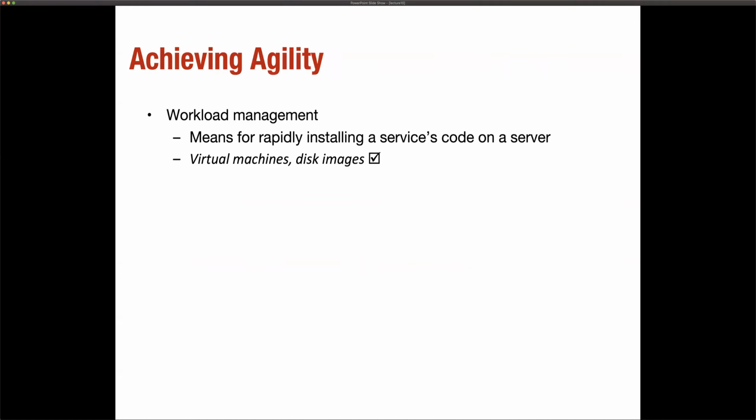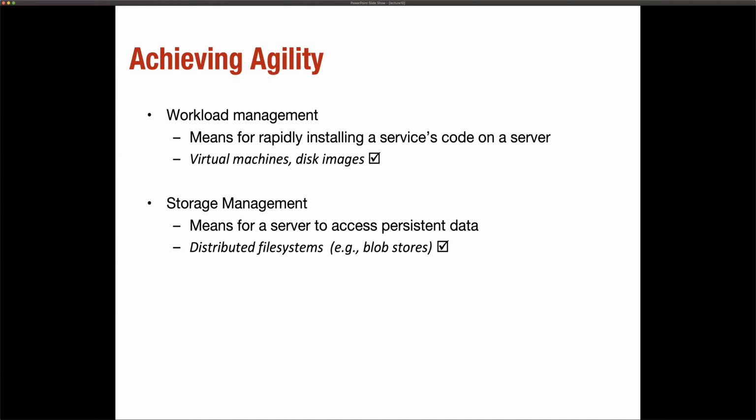So how can we achieve this agility? Workload management, which means rapidly installing a service code on a different server. If we have virtual machines and disk images, I think this workload management is possible, and that's a check mark, that is feasible. We have the abstractions, we have the technology to do that. Storage management, providing means for a server to access persistent data across a pool of servers, right? So we have the abstraction of distributed file systems, blob stores, etc., and a check mark for that.